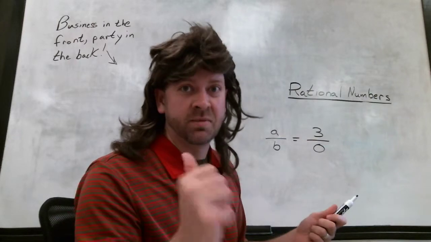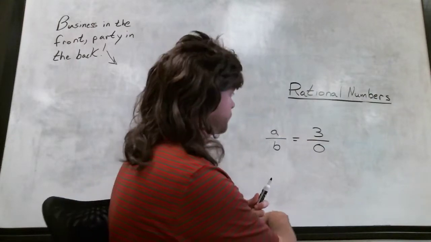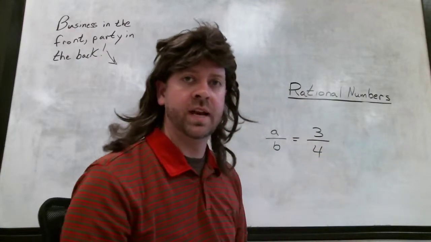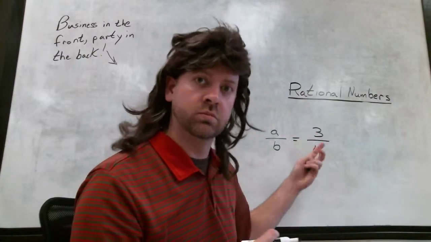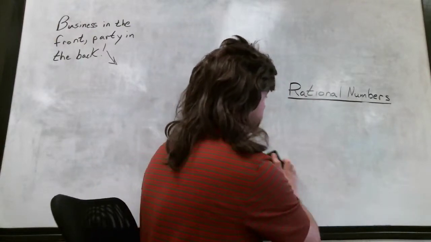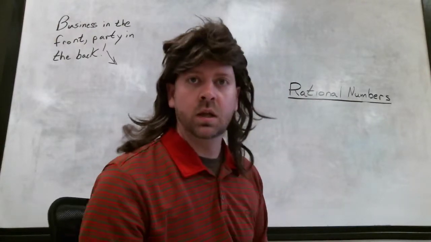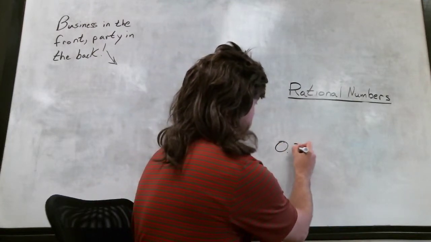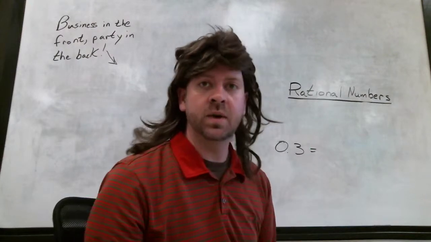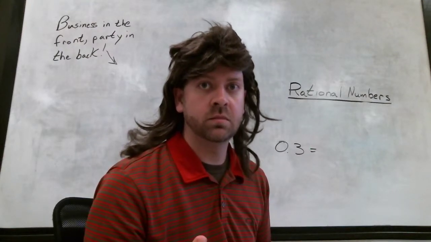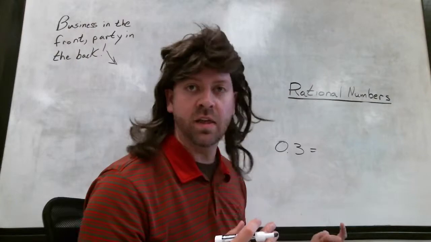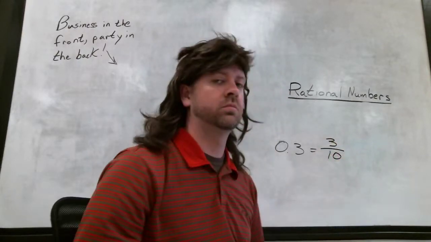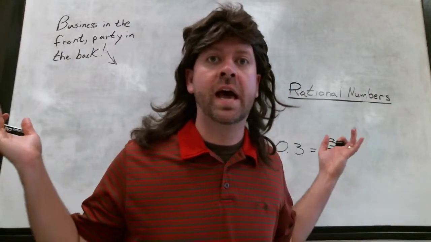Because remember, rational numbers can be fractions, decimals, integers. We've got a fraction. We knocked that one out. There's your fraction. Rational number. But what about a decimal? Can that be written with a over b? Absolutely. How do you say that? You say 3/10. Rational number. Look at that.